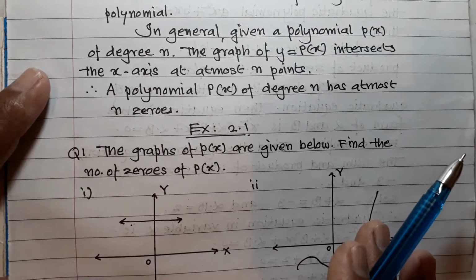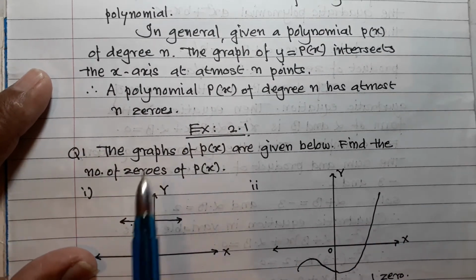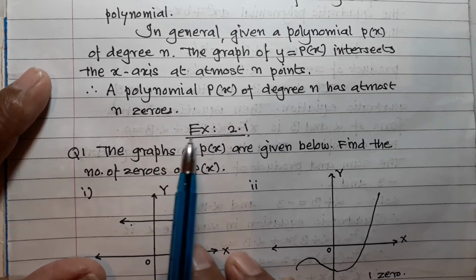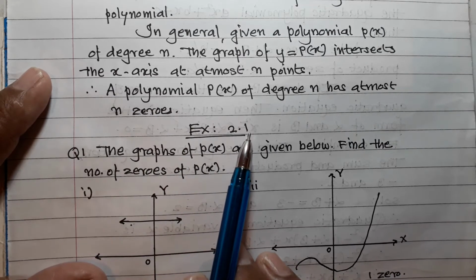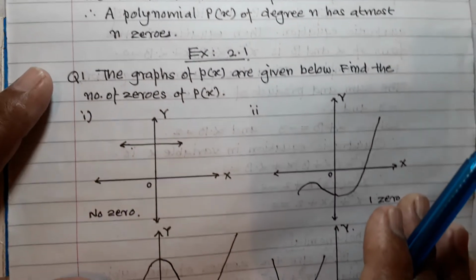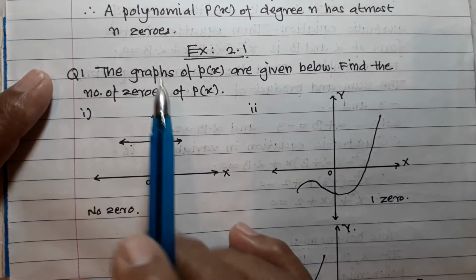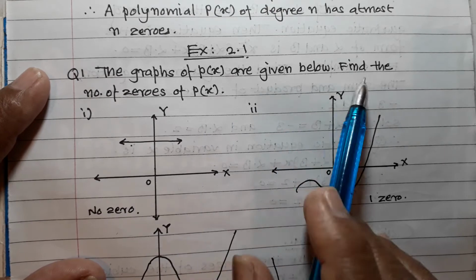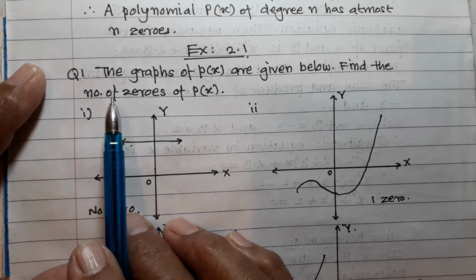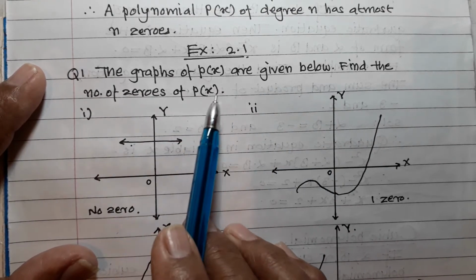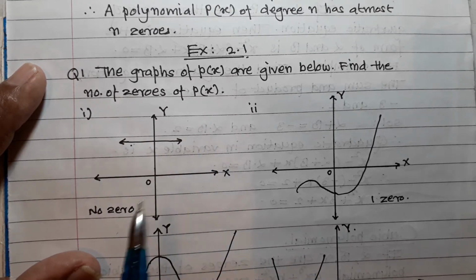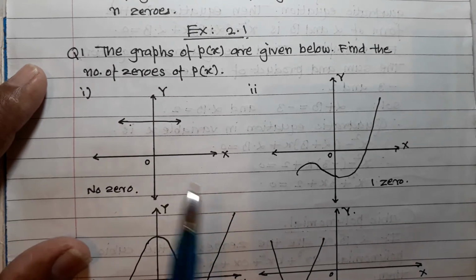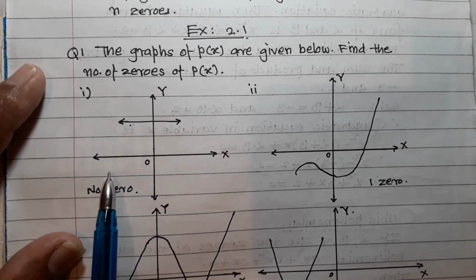Now for more explanation, I will take some examples from exercise 2.1. Question number 1. The graphs of p(x) are given below. Find the number of zeros of p(x). Now this you try to understand. This is a basic question. Now this is figure 1.